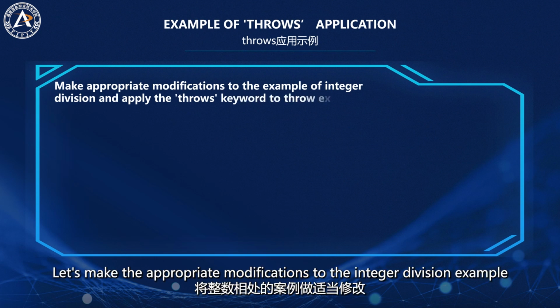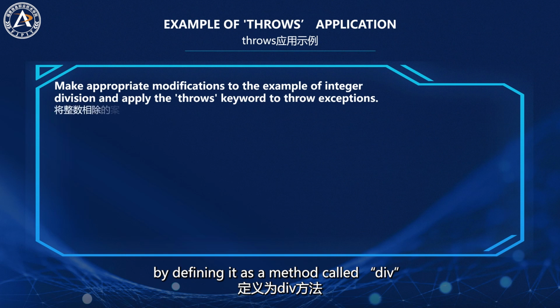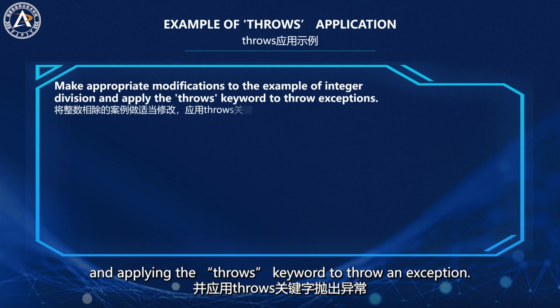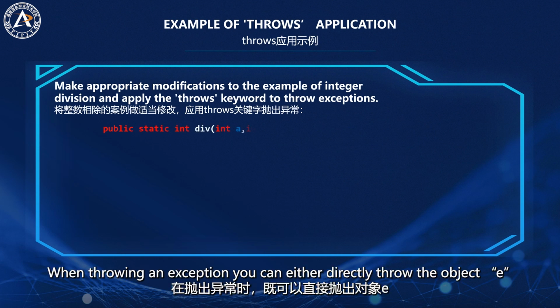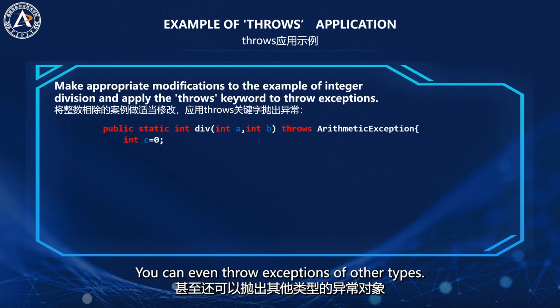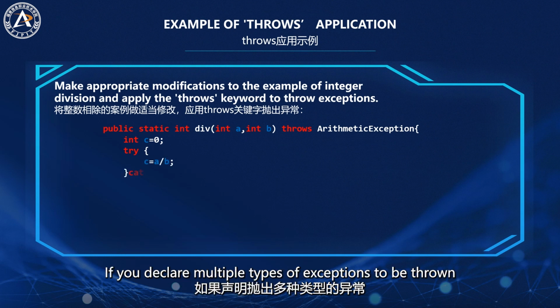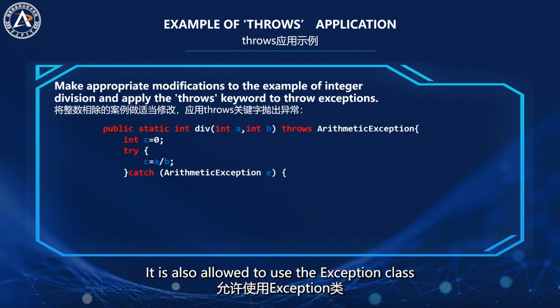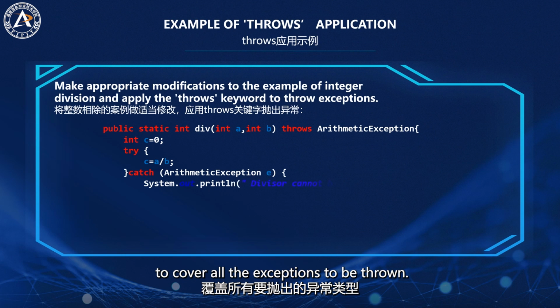Let's make the appropriate modifications to the integer division example by defining it as a method called div and applying the throws keyword to throw an exception. When throwing an exception, you can either directly throw the object e or throw a new arithmetic exception object. You can even throw exceptions of other types. If you declare multiple types of exceptions to be thrown, separate them with commas. It is also allowed to use the Exception class to cover all the exceptions to be thrown.